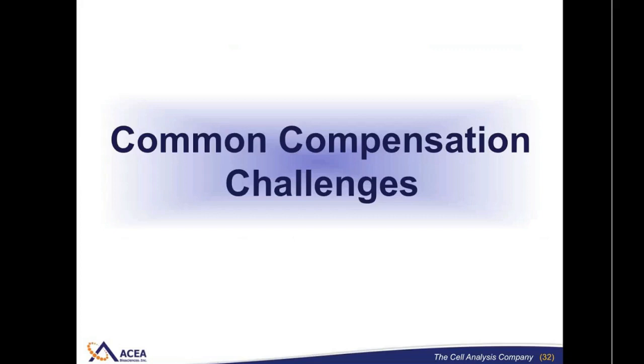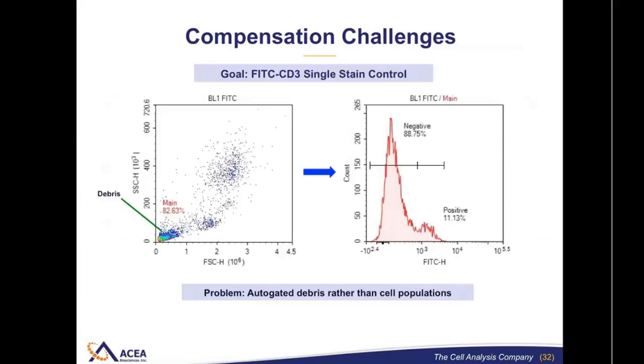Finally, we're going to look at some common compensation challenges. This sample is intended as a FITC CD3 single-chain control. Because of the amount of debris that is present in the sample relative to the number of cellular events, the auto-gating feature has drawn the main gate on the debris rather than on the populations of interest. This is because it often gates on the most dense area of events, so you've got to be careful of this. The solution is to redraw the main gate to include the cellular populations.